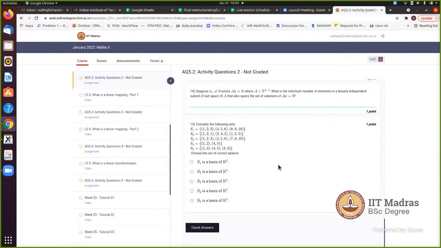Clear? Thank you, sir. This one you explained earlier, so we could connect it. Sir, how can S5 not be a basis? Because there are three vectors in R2, right? But in R2, the maximum number of independent vectors can be 2. Is this clear? Okay. Because the dimension is 2, more than 2 vectors cannot be linearly independent. Yeah, got it. So there are 3 vectors, so they cannot be linearly independent, and as they cannot be linearly independent, they cannot form a basis because a basis must be linearly independent.